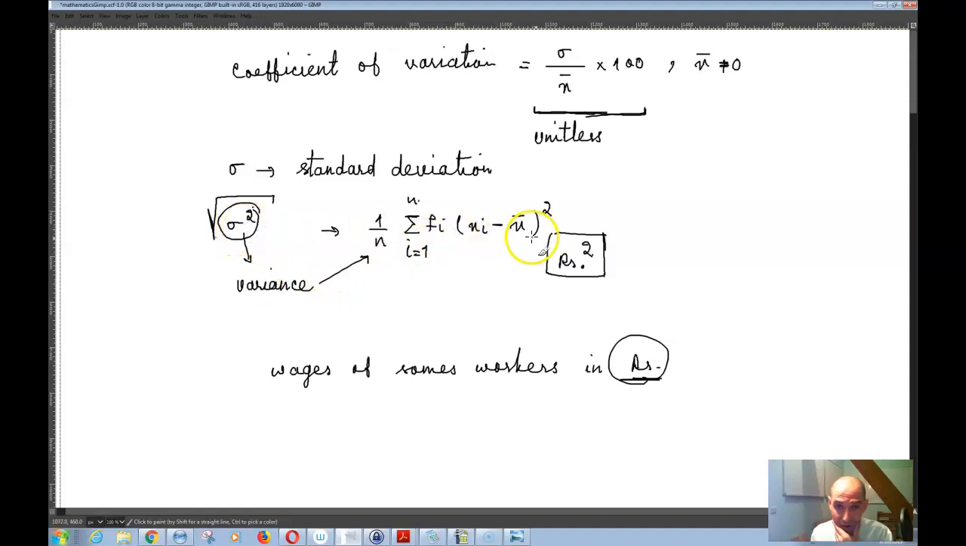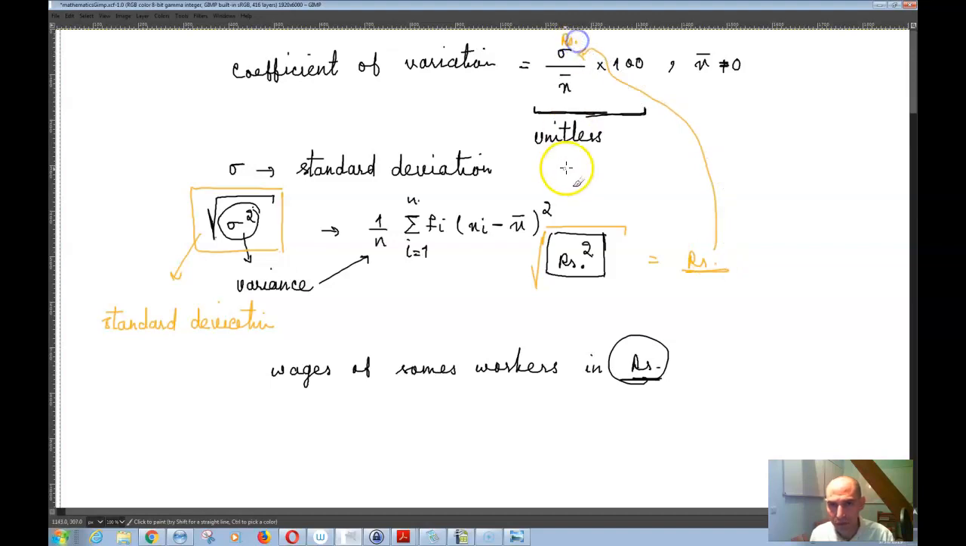Now this is variance. When you take the square root of variance, you get the standard deviation. And when you take the square root of rupees squared, the unit you will get is rupees. So here now the unit is rupees.